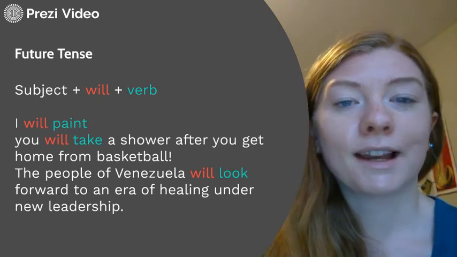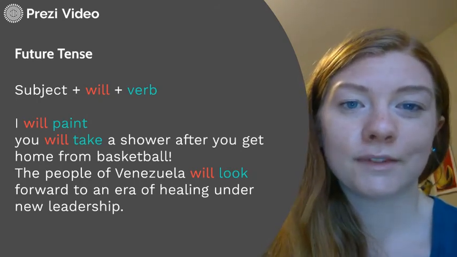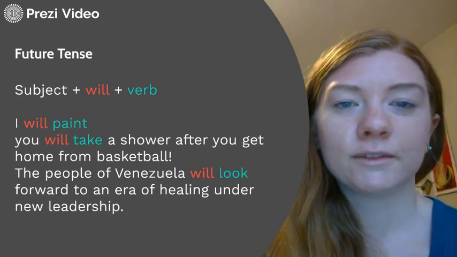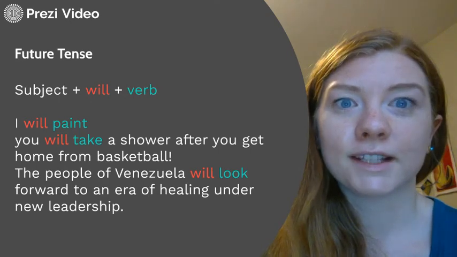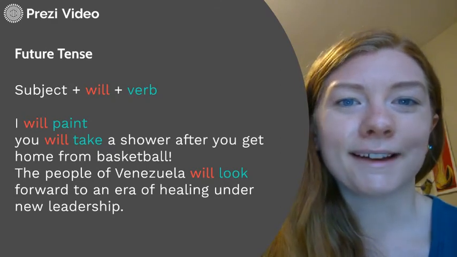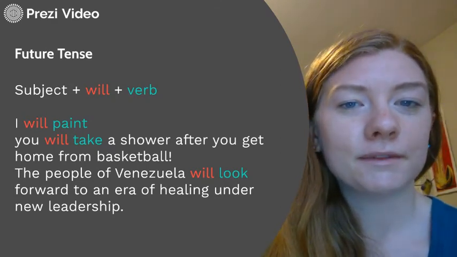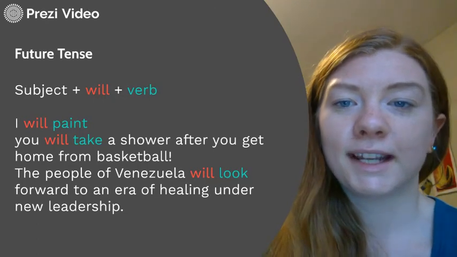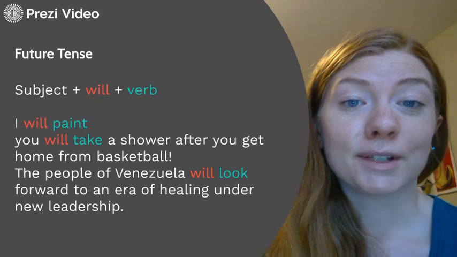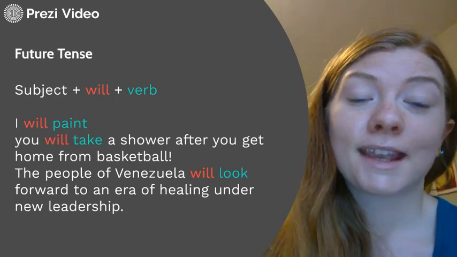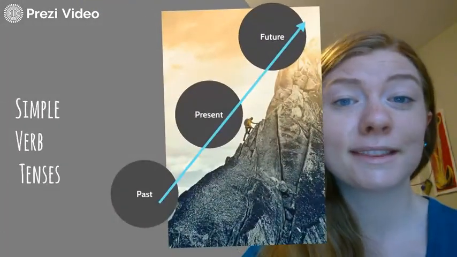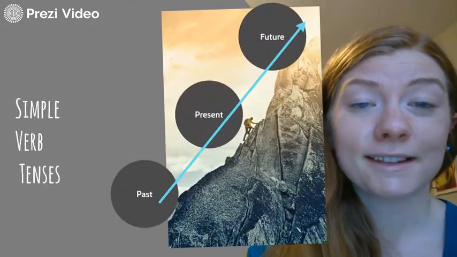So for example, I will paint my room eventually. You will take a shower after you get home from basketball. If you've ever had a teenage son, you might have said that. And even in more formal writing, all of these rules still apply. So, for example, the people of Venezuela will look forward to an era of healing under new leadership. The people of Venezuela is the subject, will is the helping verb, and look is the verb. Easy. So those are simple verb tenses.